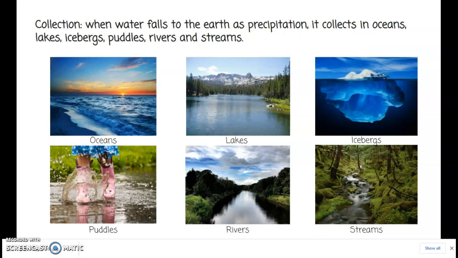So collection is when water falls to the earth as precipitation. It collects in oceans, lakes, icebergs, puddles, rivers, and streams. And you can see pictures of all of those. That's where water is collected.